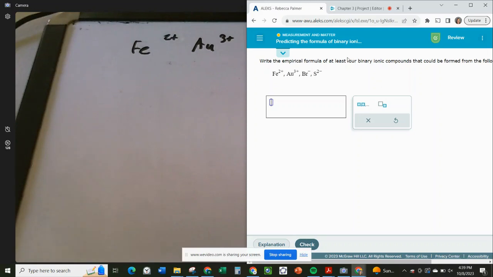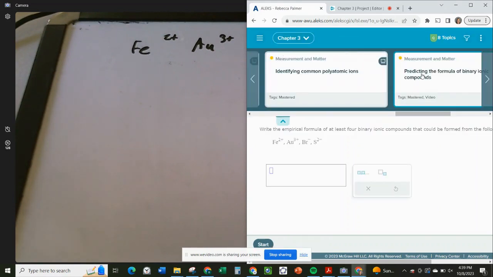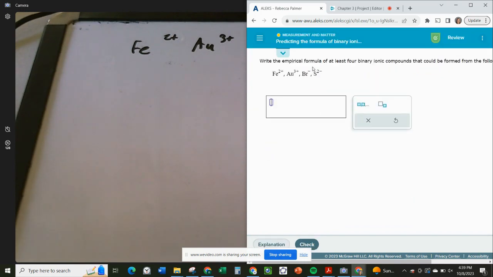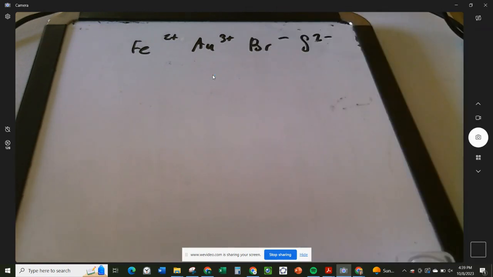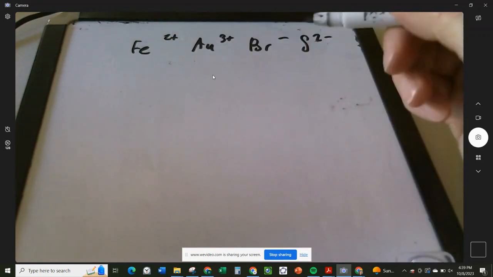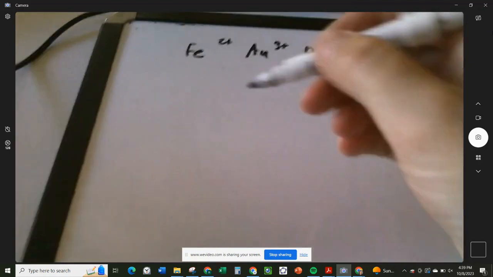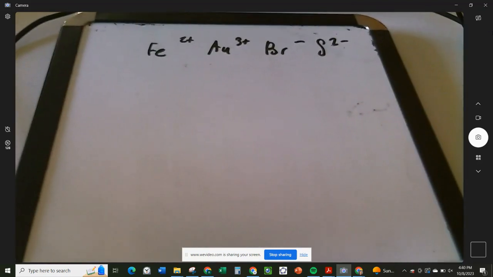Okay, so we're working on this topic, predicting the formula of binary ionic compounds. What we're doing is we're looking for compounds that will form between these ions. So we're going to match a cation to an anion and a cation to an anion. The easiest way to do this is to pair them up using a table. This table is like a tool to help us figure out what compounds are going to form.